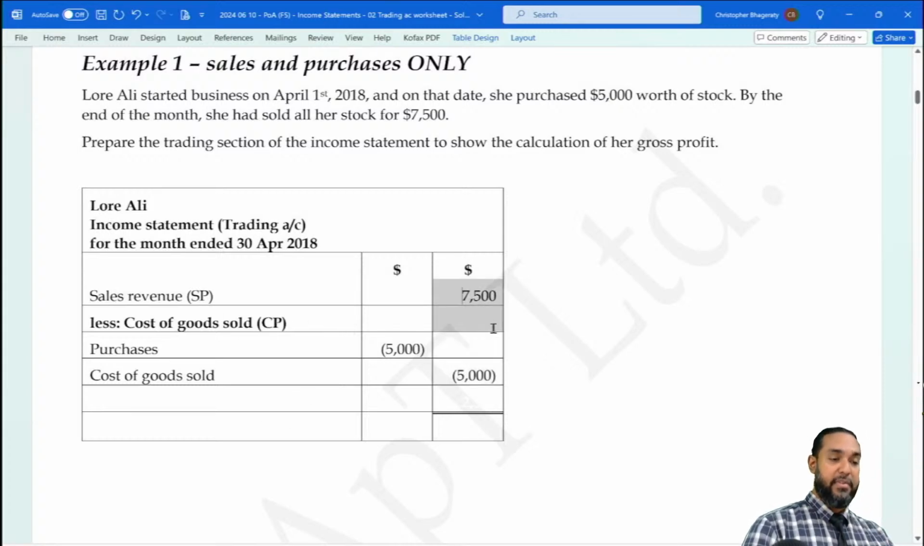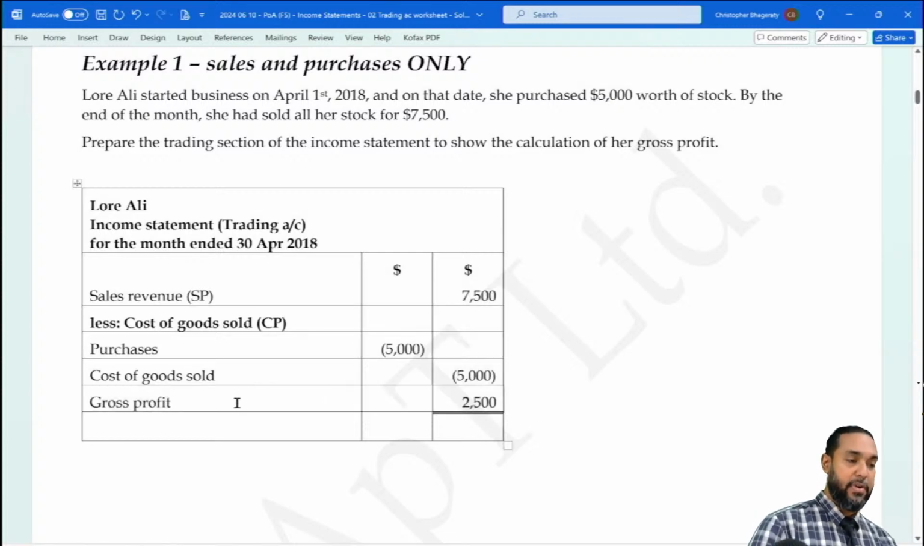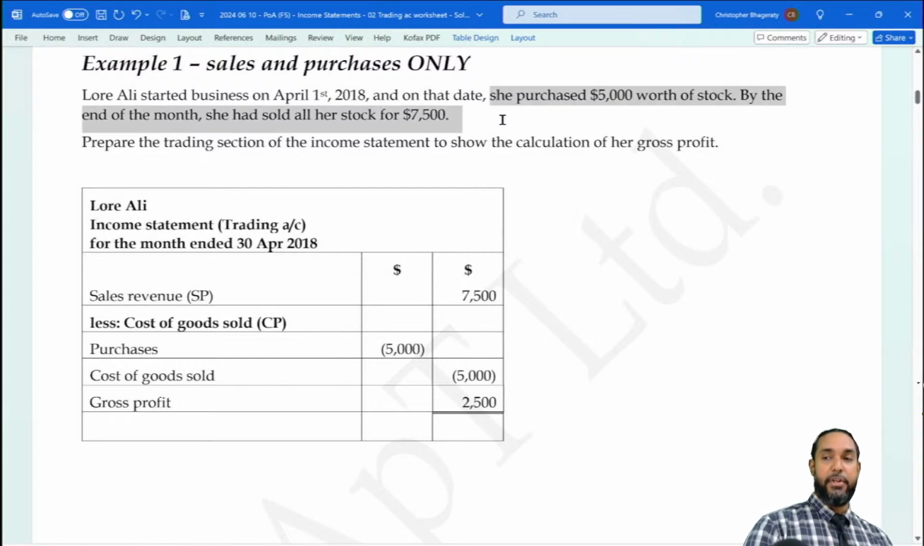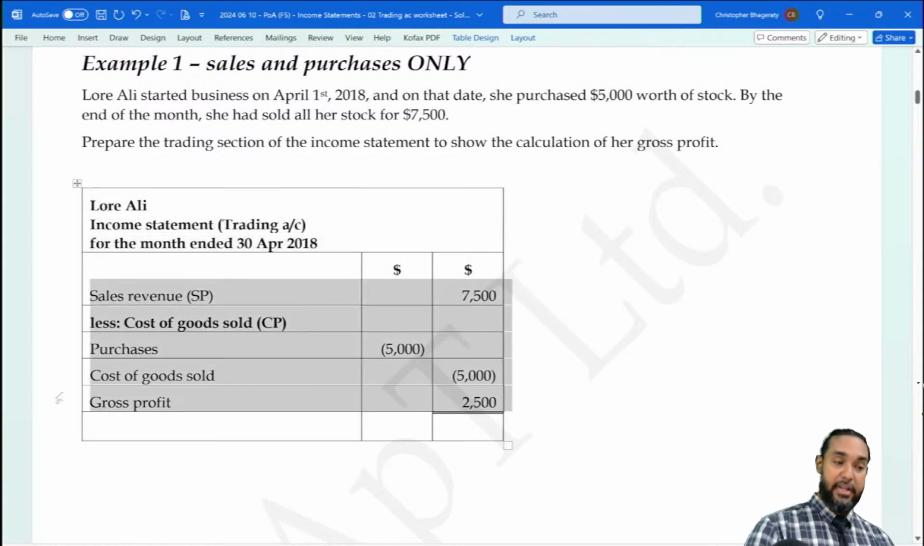And you subtract 7,500 minus 5,000 is 2,500, and that's your gross profit, right? Now, once again, what we are doing is taking the information given to us in the question. She purchased 5,000 worth of stock and sold all of that stock for 7,500. So when you have to show the profit earned, you have to lay it out in a way similar to this.